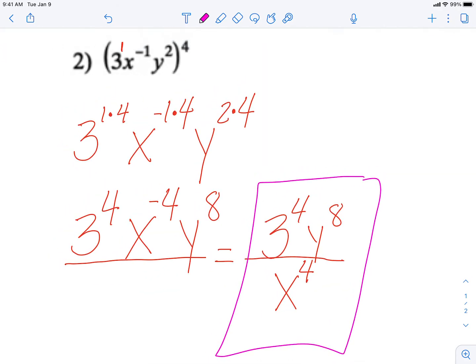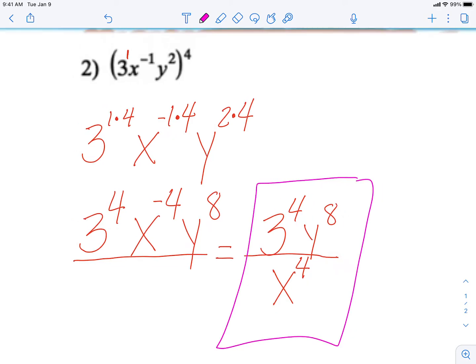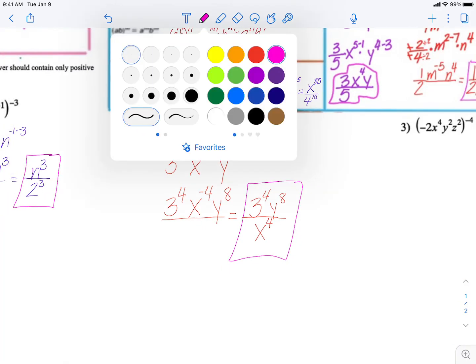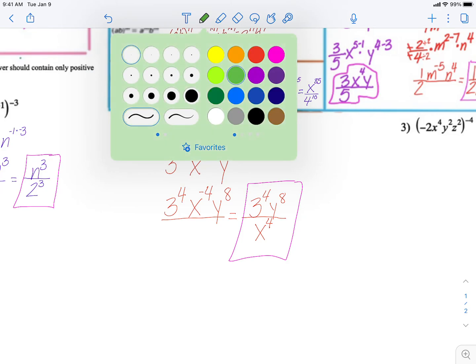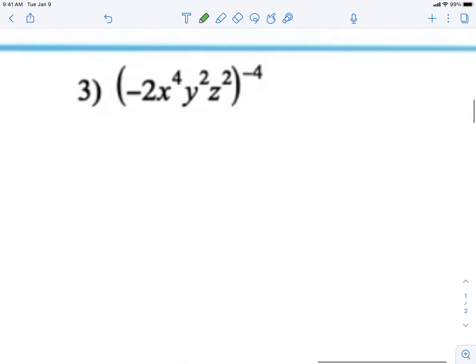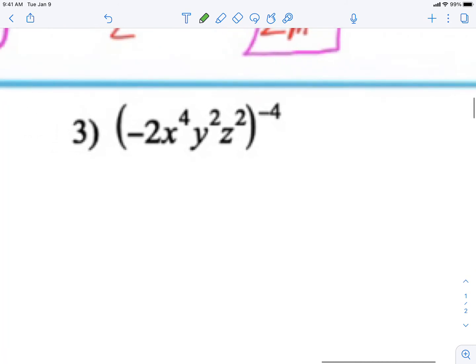Okay? So, make sure you multiply, right? You distribute each one of those exponents to the exponent, exponent to exponent. All right? And you change negatives into positives, right? Okay? Let's do one more. Let's go with green this time. Let's go number 3. Okay?